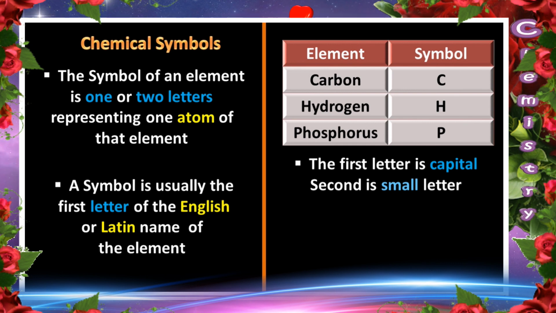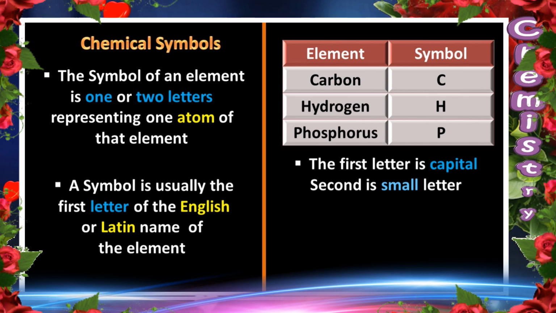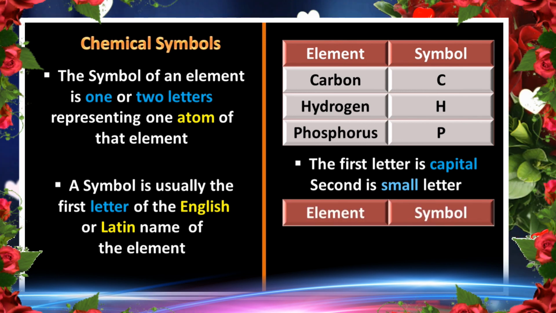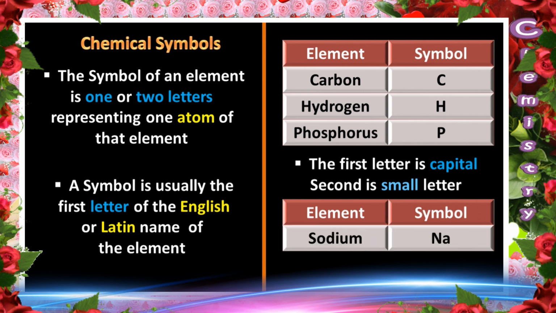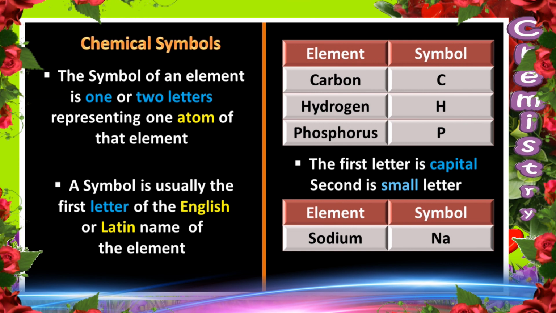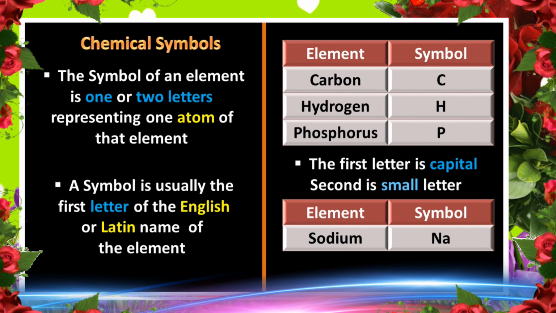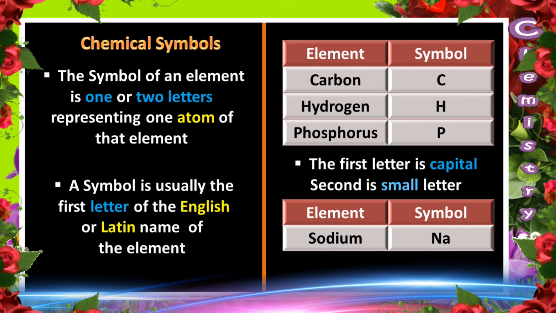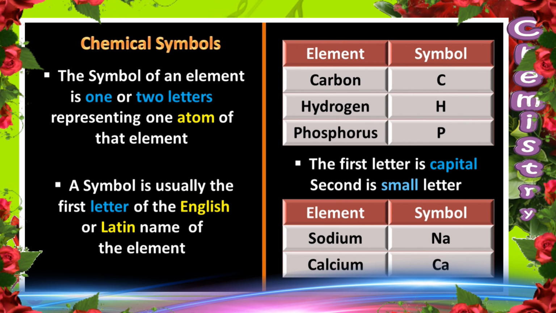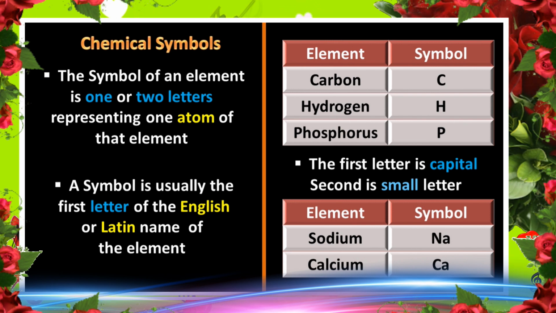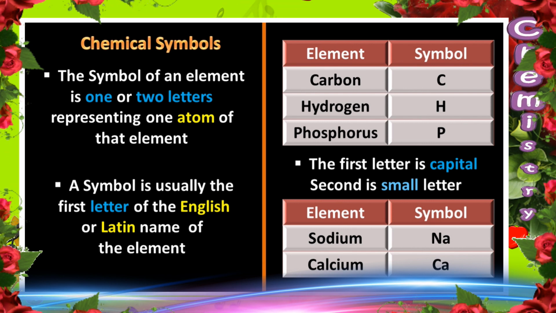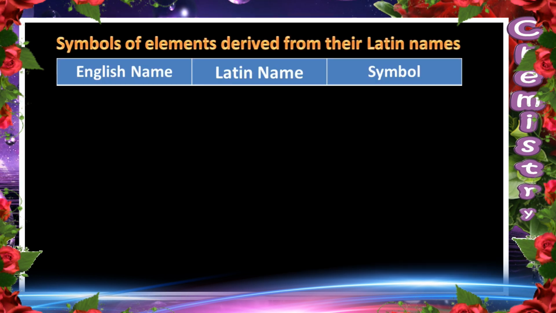If an element is represented by two letters, the first letter is a capital letter and the second letter is a small letter. For example, sodium is represented by Na. The first letter is N, therefore it is put in capital letters, and the second letter is a, therefore it is put in small letter. Calcium is represented by Ca. C is capitalized and a is put in small letters.